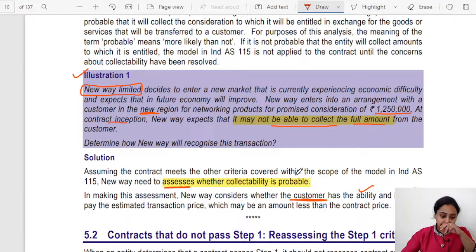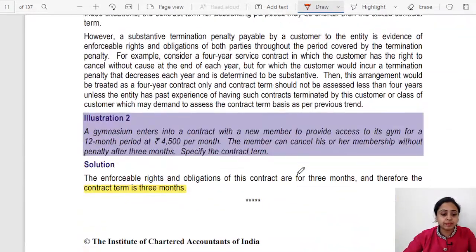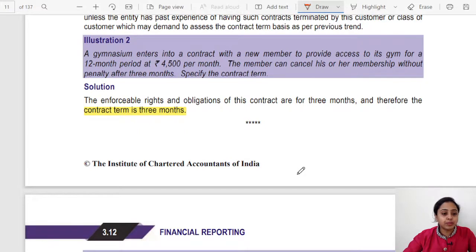Okay, head towards the next one. Illustration number 2, page number 11. A gymnasium enters into a contract with a new member to provide access to its gym for a 12-month period. Okay, annual memberships are given, so a 12-month period has been entered into for a new member at rupees 4,500 per month. The member can cancel his or her membership without penalty after 3 months.